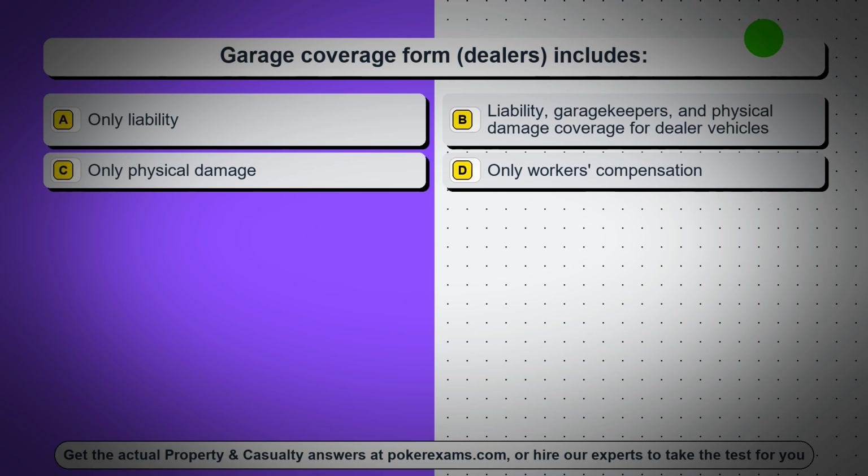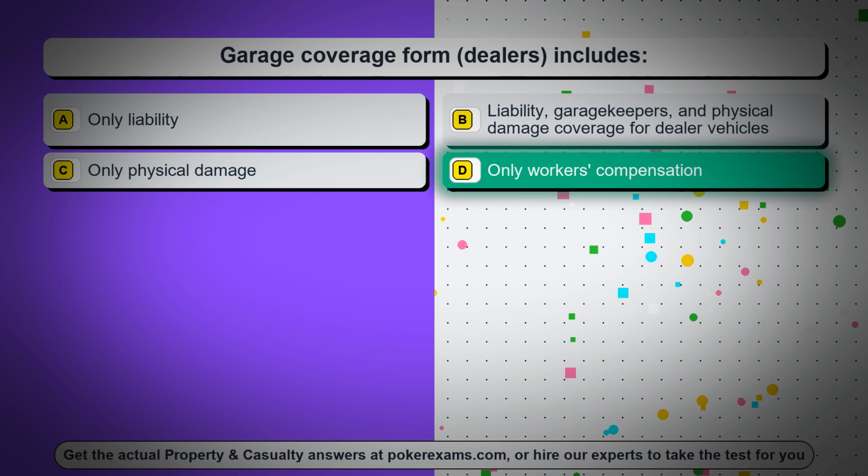Garage coverage form, dealers, includes: Option A, only liability. Option B, liability, garagekeepers, and physical damage coverage for dealer vehicles. Option C, only physical damage. Option D, only workers' compensation. The correct answer is option D, only workers' compensation.